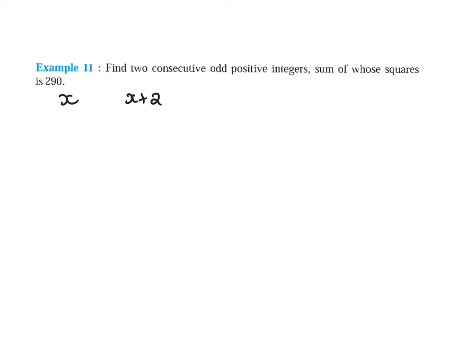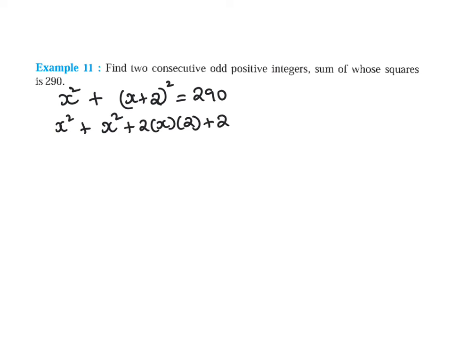The question says sum of their squares. So their squares and the sum of their squares is equal to 290. Now we need to solve this. So we can go ahead: x squared plus (x plus 2) the whole squared, which is in the form (a plus b) the whole squared, which is a squared, x squared, plus 2ab plus b squared, which is 2 squared, equal to 290.